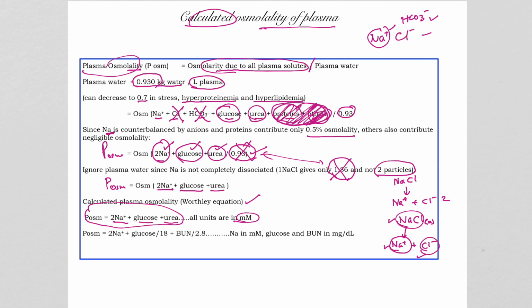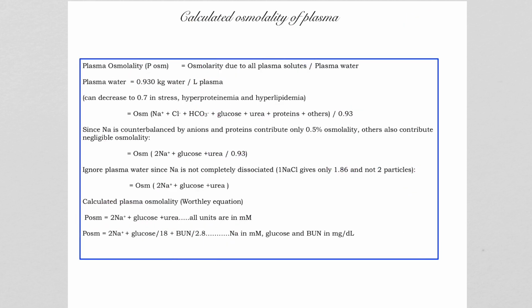But in the United States we don't use millimolar quite often for glucose and BUN, we use milligrams per deciliter. But in other countries they might use millimolar, so this is a very good equation to calculate plasma osmolality. But here in the US, we use this equation here. Okay, basically that converts milligrams per deciliter into millimolar. To do this, we divide the glucose by 18 and the BUN by 2.8. All right, so this is the equation, which is a very good equation, the Wortley equation, to calculate the osmolality.